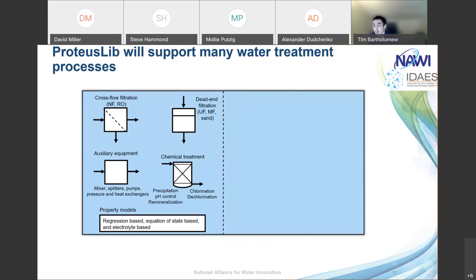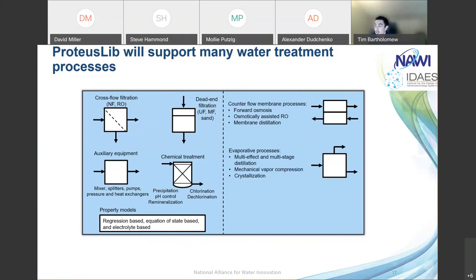And then these are paired with different property models that can be the simple sodium chloride regression-based models up to equation of state and then electrolyte-based models. In the future years, and with the help of the NAWI community and other projects developing models, we're hoping to add things to the model library like counterflow membrane processes, evaporative processes, and electrochemical processes. But this sort of rounds out the models that we have proposed for the library.